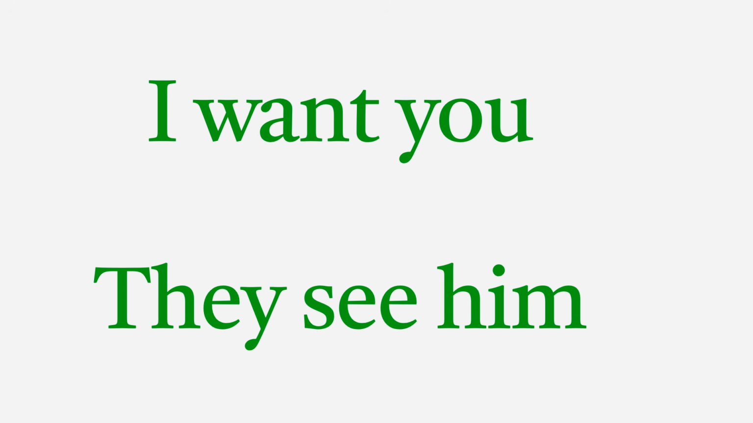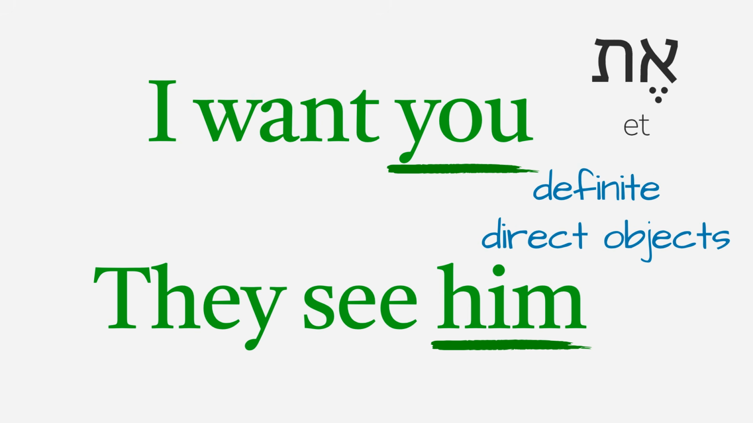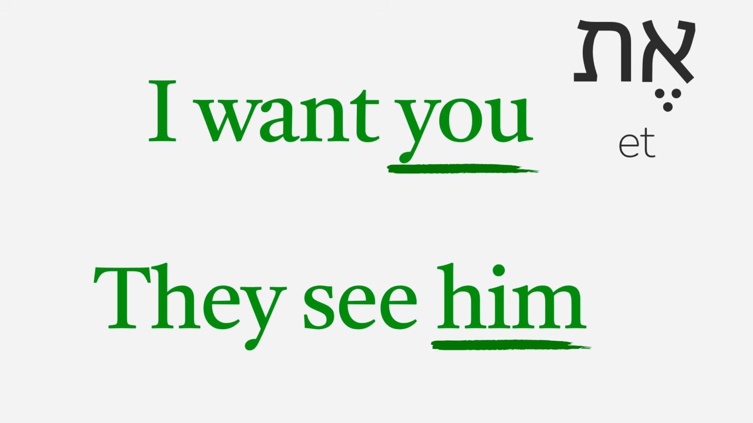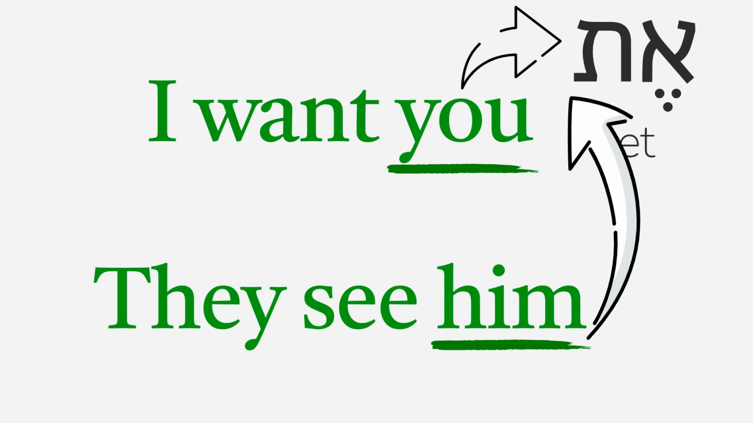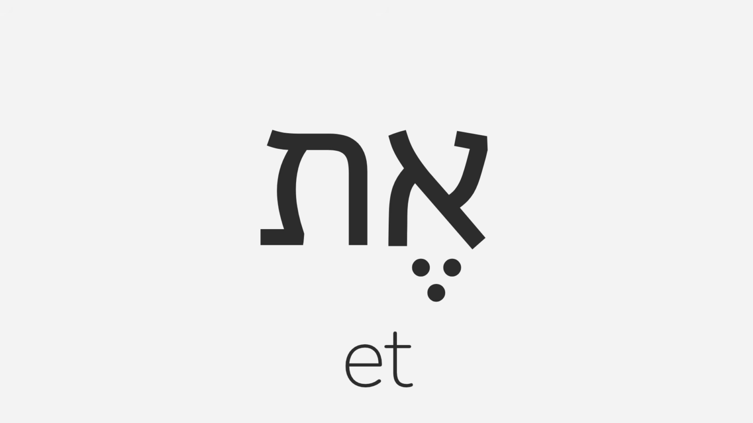or they see him. In these sentences, the words you and him are direct objects. The actions want and see are being done directly to them. Not only that, but object pronouns are definite, which means that they are definite direct objects. And so in Hebrew, the word et must go before them. Since in Hebrew, object pronouns are suffixes that go onto a preposition, they will actually attach directly onto the preposition et. So now let's see how to add the object suffixes onto et.